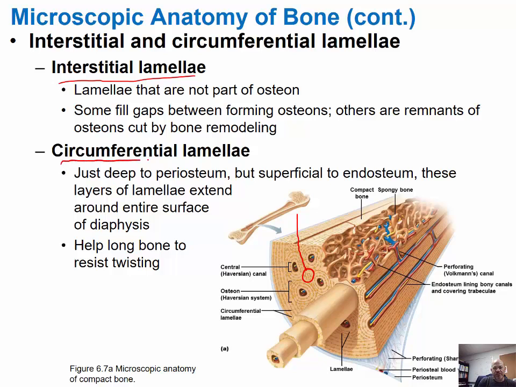And then we have circumferential lamellae, and circumference means to go around the bone. So here we have our bone laying down here, and then we come back and look over here at a piece of the side of the bone, of the medullary cavity. We can see the circumferential lamellae, which I'm pointing to right here, and they run along the circumference of the bone. They're just to the periosteum, and they are going to be layers of lamellae that extend around the entire surface of the diaphysis, and they help the long bone to resist twisting forces.